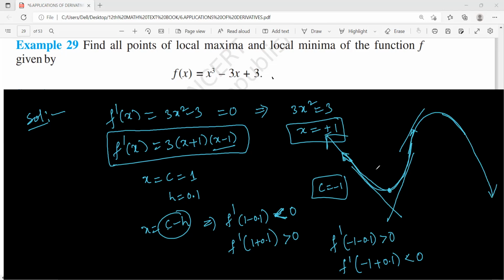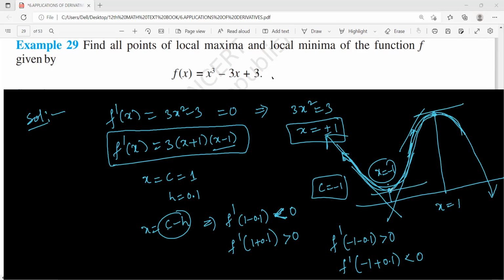That means what? At x equal to minus 1 is the point here, and then this point is what? x equal to 1. Like this. So this is a curve like this. So first increase and then decrease. So therefore, this is the maximum point. So this is called point of local minimum. This is called point of local maximum. That is how you need.